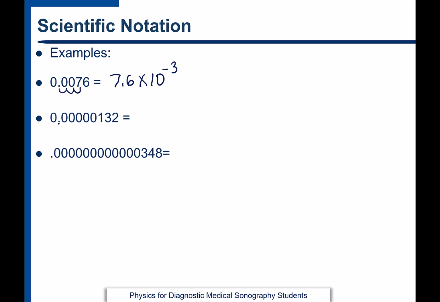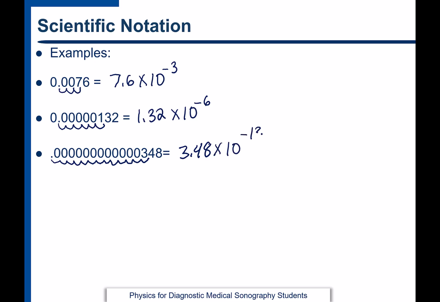The next one, I'm moving the decimal 1, 2, 3, 4, 5, 6. So 1.32 times 10 to the negative 6th would be the correct answer. And the last one, 1, 2, 3, 4, 5, 6, 7, 8, 9, 10, 11, 12, 13. So that would be 3.48 times 10 to the negative 13.